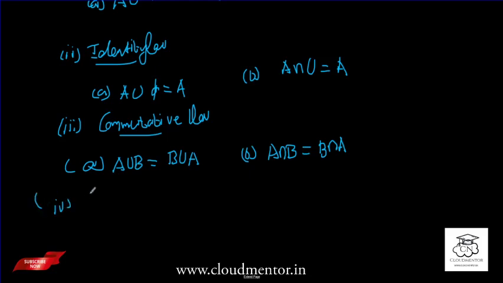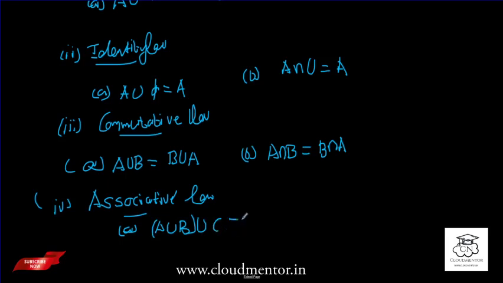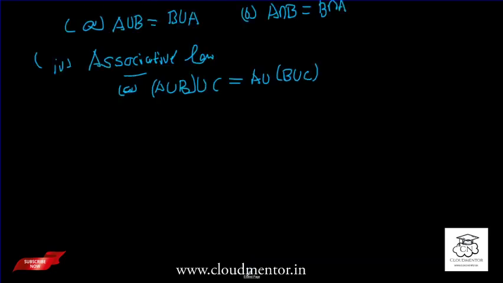And the fourth law, that is associative law. In associative law there are two parts. A union B union C is equal to A union B union C. And B, that is A intersection B intersection C is equal to A intersection B intersection C.